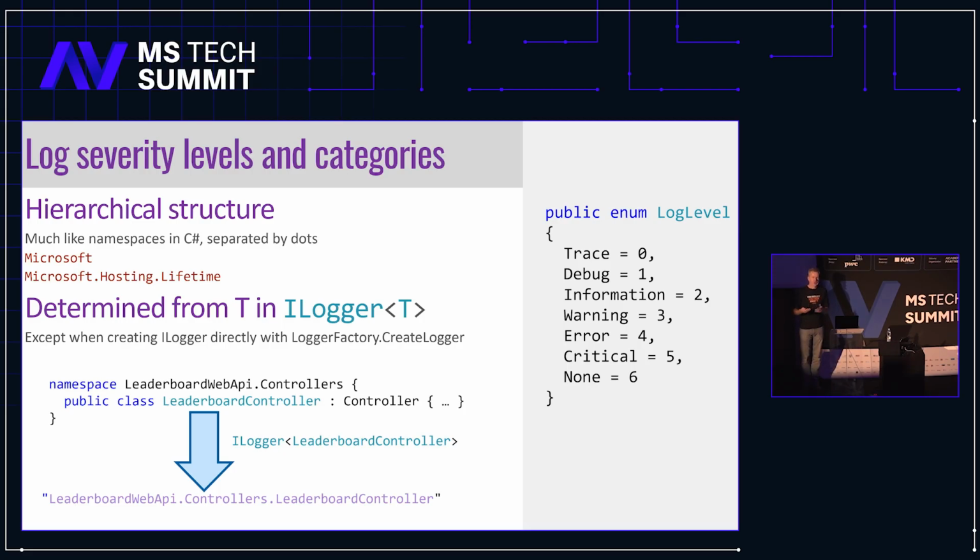So if you use an ILogger of T, it will use the name of the class and the namespace as the category name for what you're doing. So that's where you see how things kind of roll up into each other. That's one thing, and the other thing is a log level, and you need to pick that carefully as well.